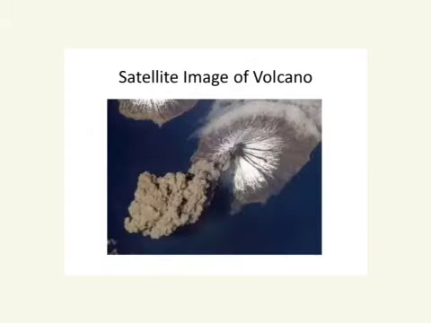This is a satellite image of a volcano. It's different from the one we just looked at, but you can see that this volcano is active. There is a plume of ash going on right here, and it's sort of hard to tell from this picture exactly how high or how elevated this mountain is, although we do know that it is surrounded by water.